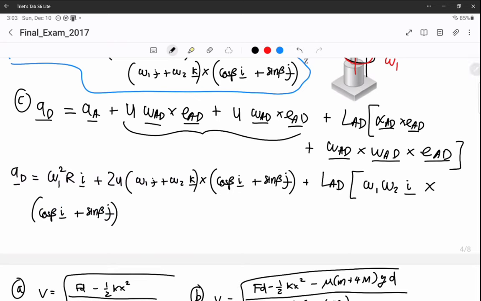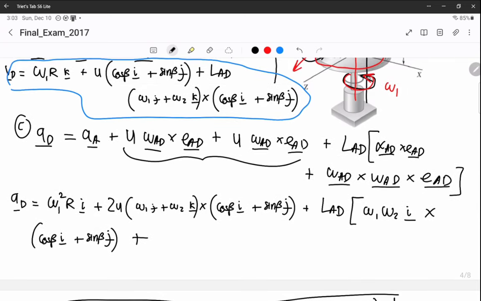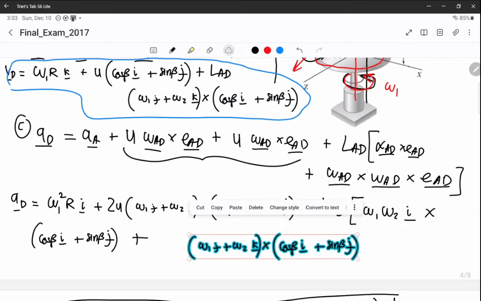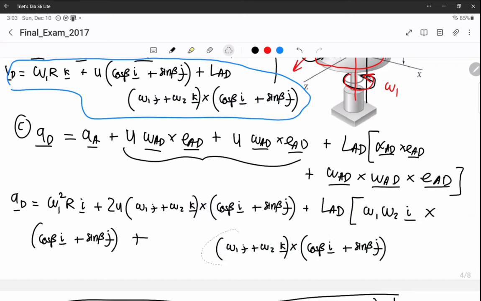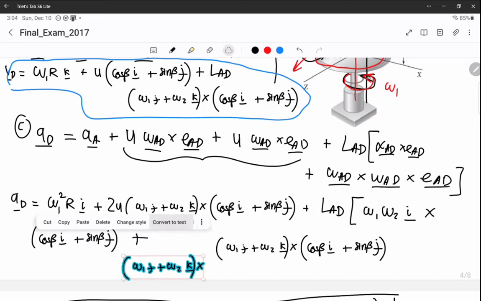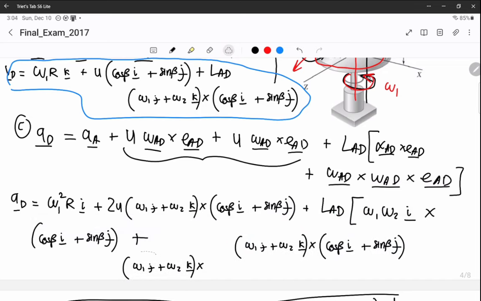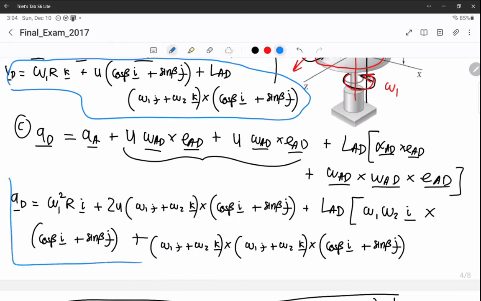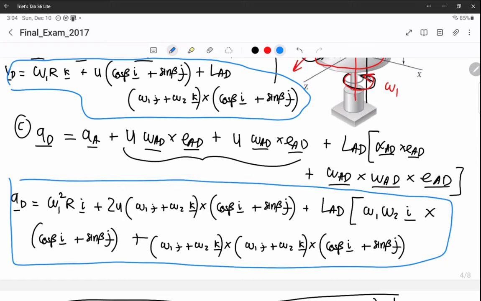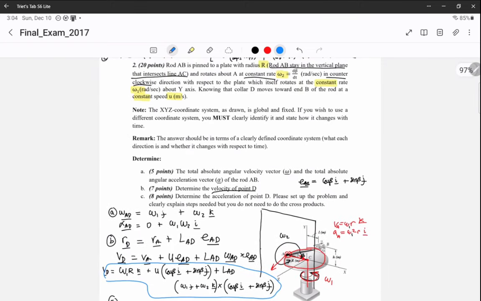And then you can plus omega AD cross omega AD cross EAD. So this top here is omega AD cross EAD, and then I cross another omega AD. There you go. And that's going to be the super long equation. See the final answer for part C.